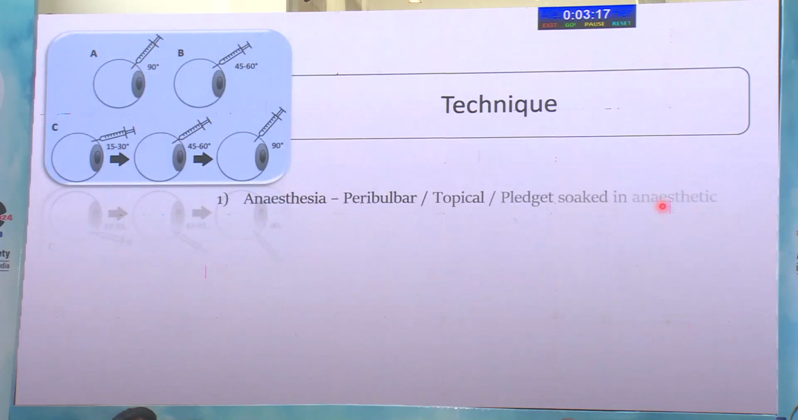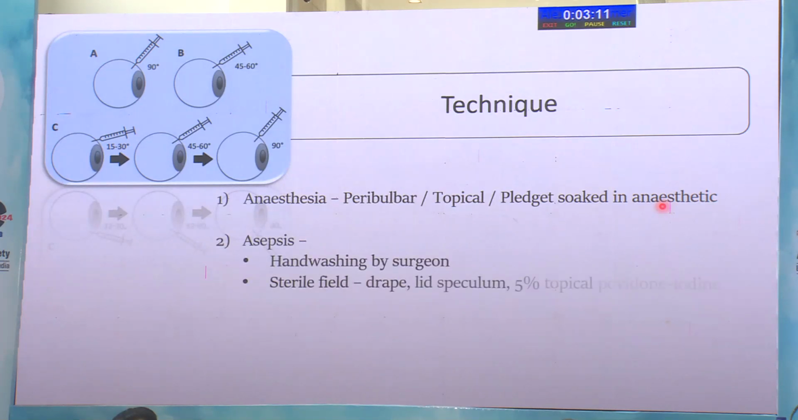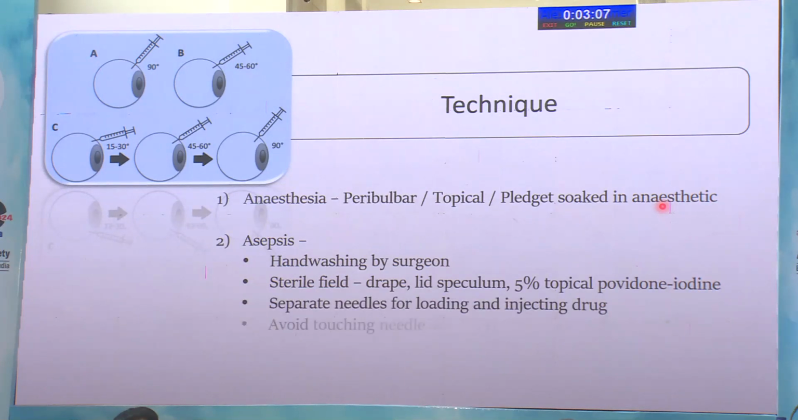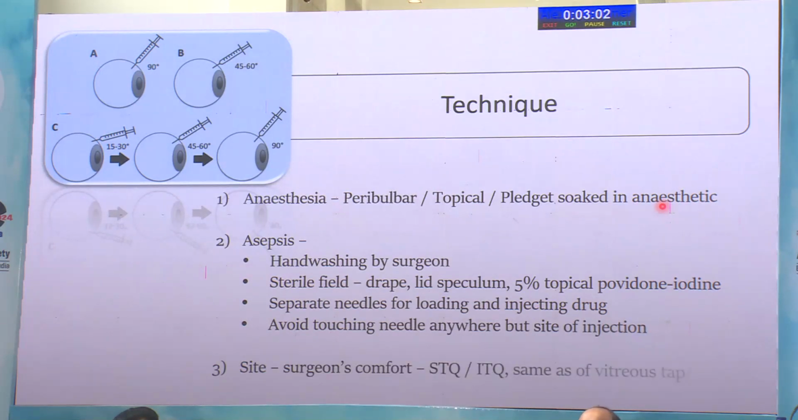So the technique: anesthesia of choice could be peribulbar or topical. Asepsis, as in all intravitreal injections, should be followed, like a sterile field, drape, lid speculum, povidone iodine topically. Separate needles for loading and injecting the drug, and avoid touching the needle anywhere but at the site of injection. Site of injection can be, according to the surgeon's comfort, usually superotemporal or inferotemporal quadrant, or at the same site as that of the biopsy.